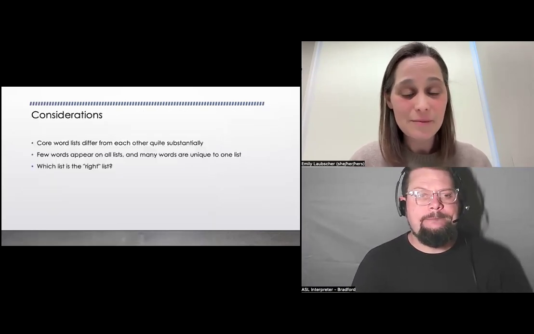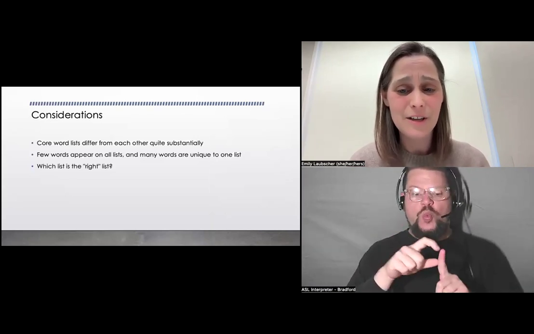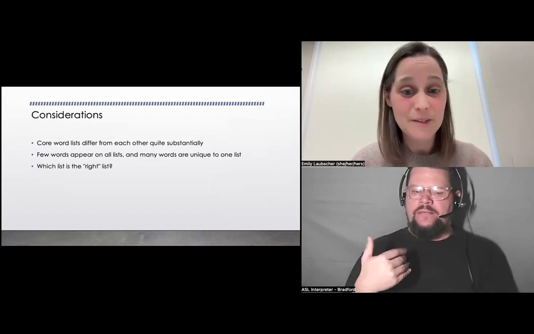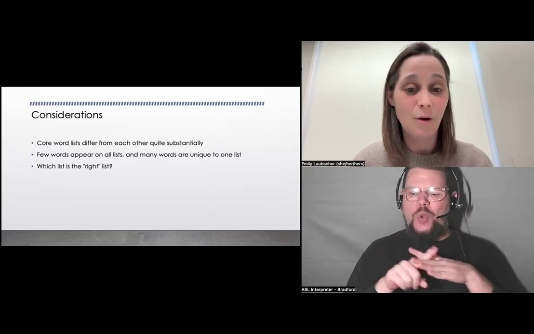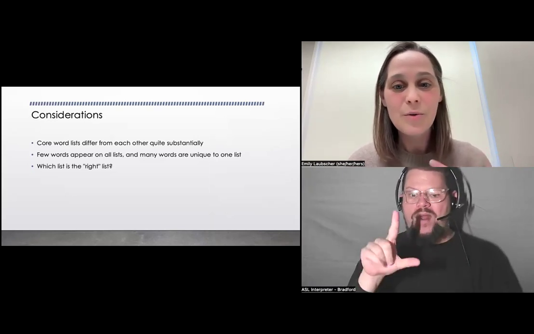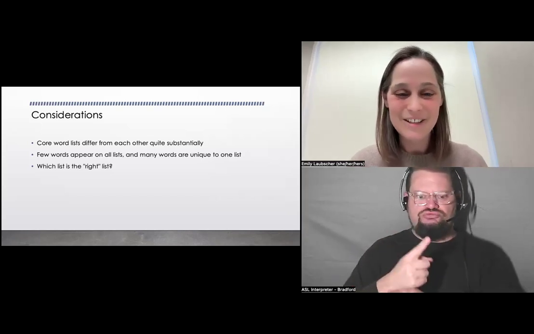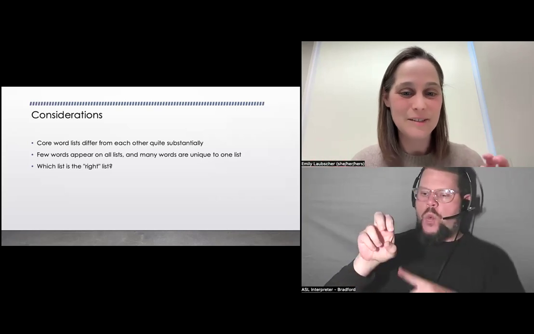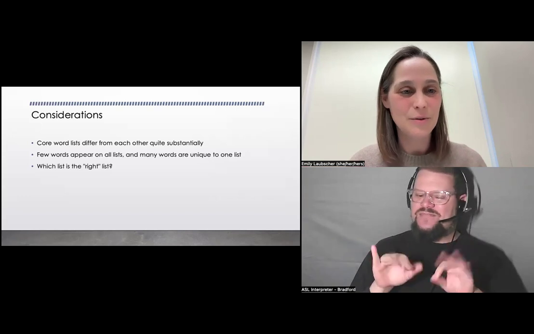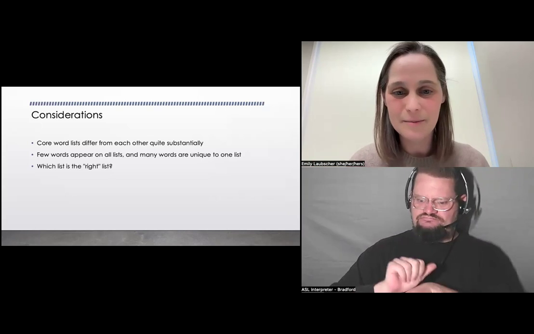So we can see from this analysis that core word lists are all different and actually quite substantially different from one another. There are very few words that appear on all of the lists, and almost half of the words appear on only one list. So we're left with this question of which one is the right list. The word core implies some kind of universal importance, but if all of these lists are so different from one another, which one contains the true core words?